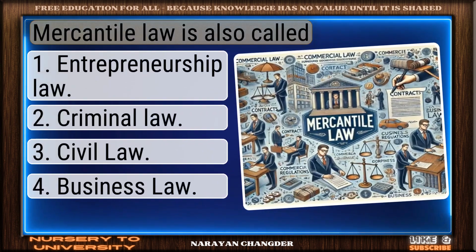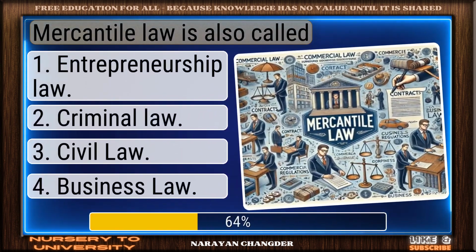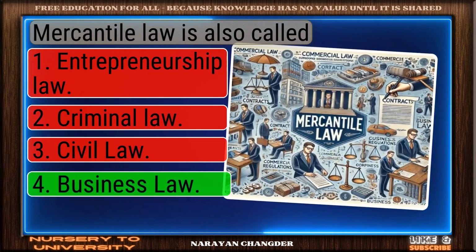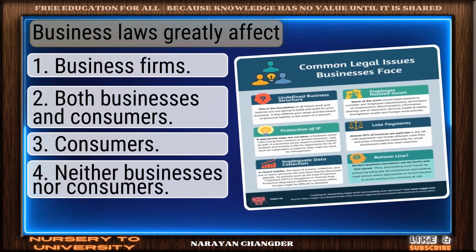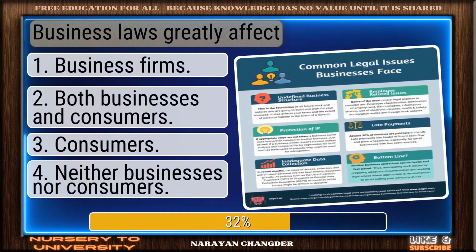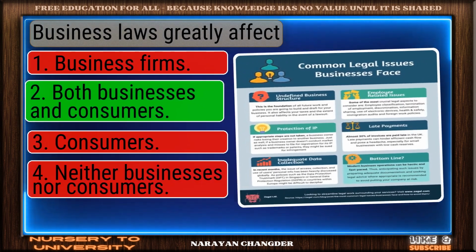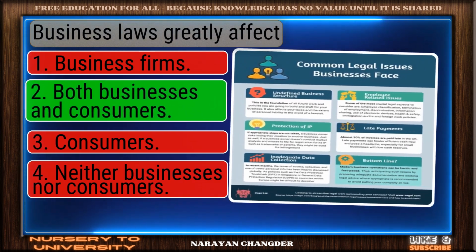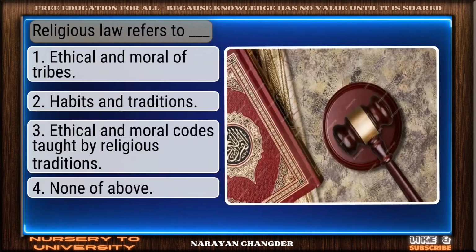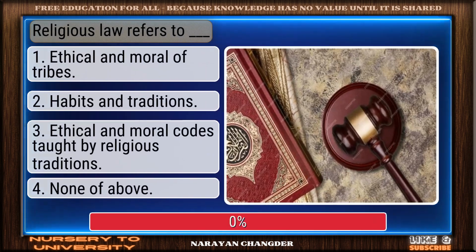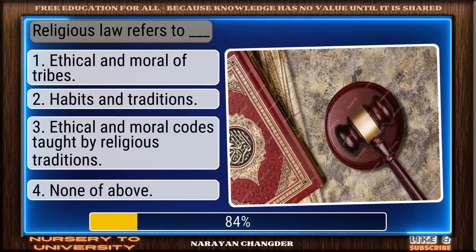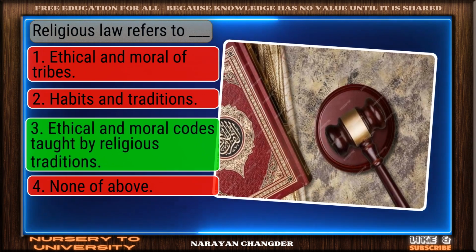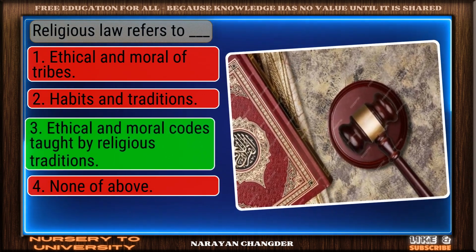Mercantile law is also called. Great job. Business law is the accurate answer. Business laws greatly affect. You chose both businesses and consumers, and it is correct. Religious law refers to dash. Correct. Ethical and moral codes taught by religious traditions is the right answer.